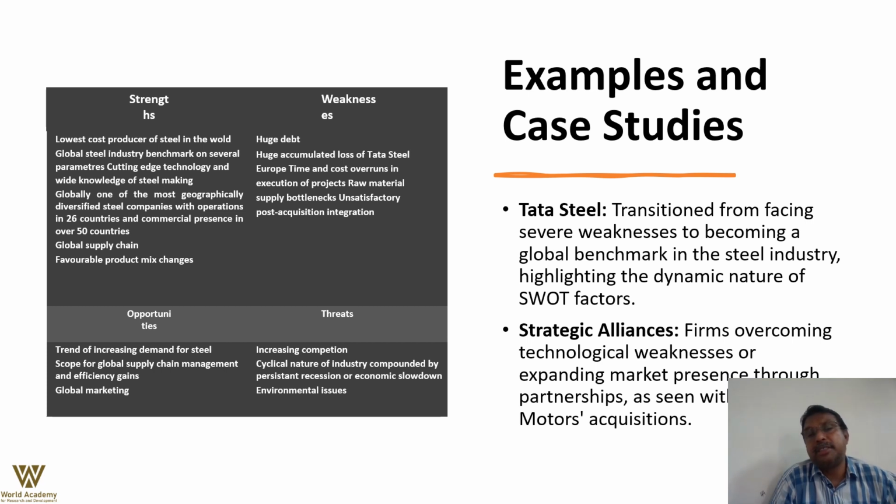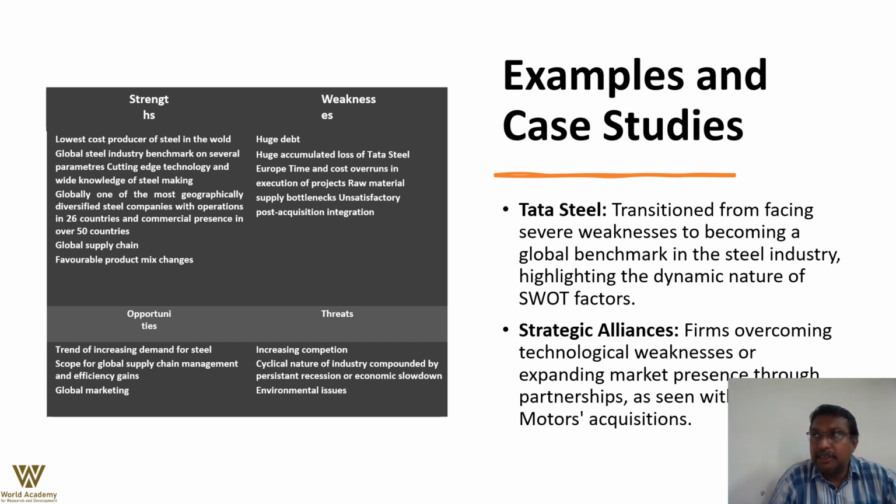Now, this is what we are looking into. As far as Tata Steel is concerned, it is the lowest cost producer of steel in the world. That is the strength. Global steel industry benchmark on several parameters. Cutting edge technology has been utilized, with wide knowledge in steel making. Globally, one of the most geographically diversified steel companies, with operations in 26 countries, commercial presence in over 50 countries, global supply chain, favorable product mix, and so on and so forth.